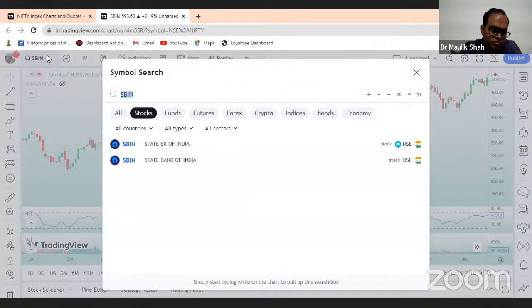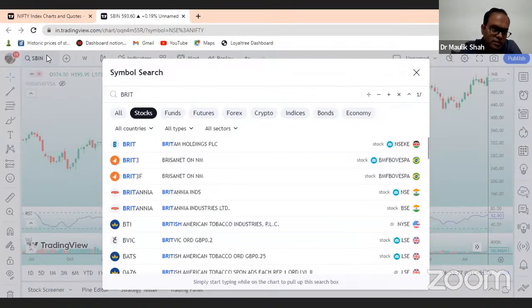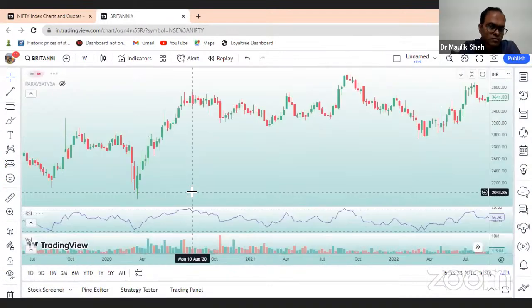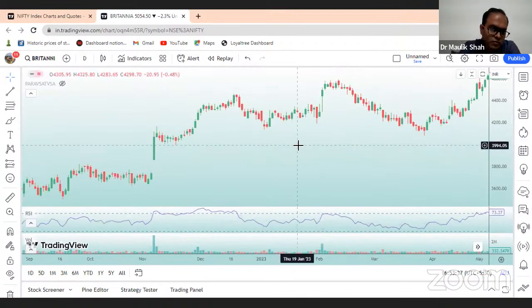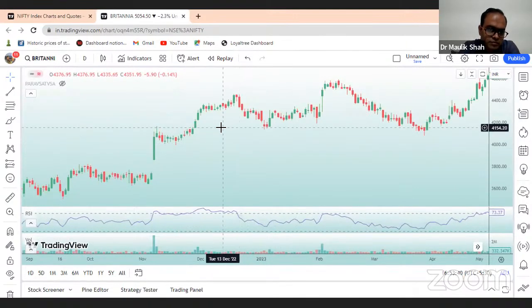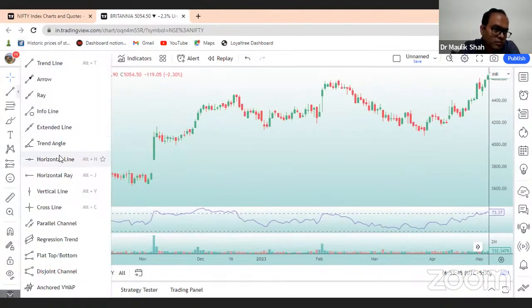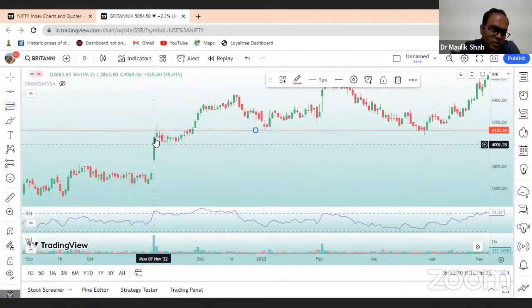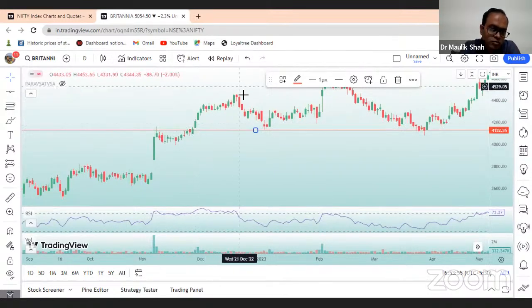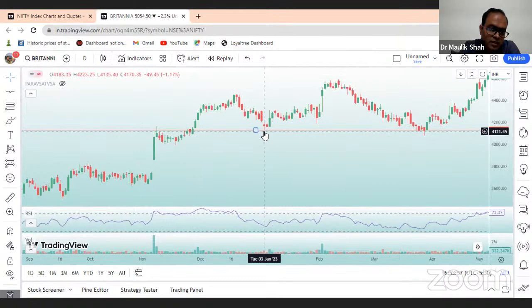So Britannia. Let's take a chart of Britannia. Let's take a daily chart. So see this level, roughly a horizontal line somewhere at this stage. See what has happened. The price went here, the supply was there, suddenly it broke out. Then when it went up, it came down and took a support over here.